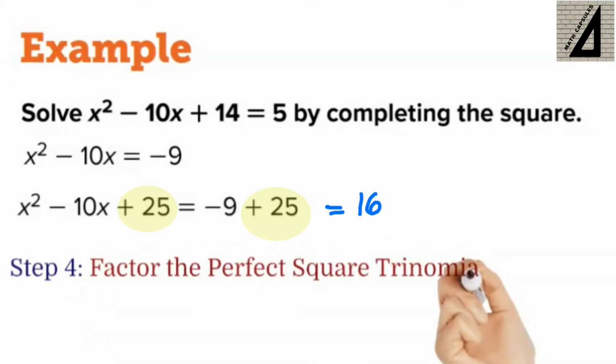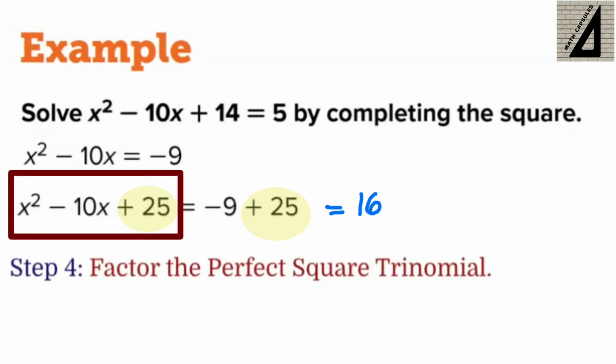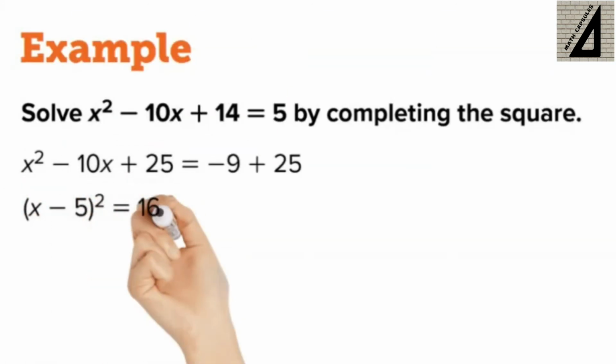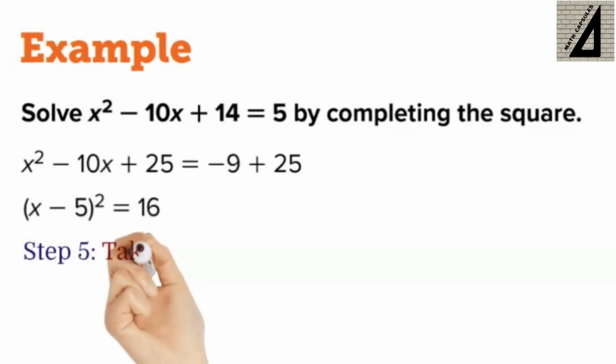Step number 4 is factor the perfect square trinomial that we have here. We have x squared minus 10x plus 25. This is a perfect square trinomial because x squared and 25 are perfect squares, and the middle term is 2 times square root of the first term times square root of the second term. So we can factor it like this. It will be x minus 5 power 2 equals 16.